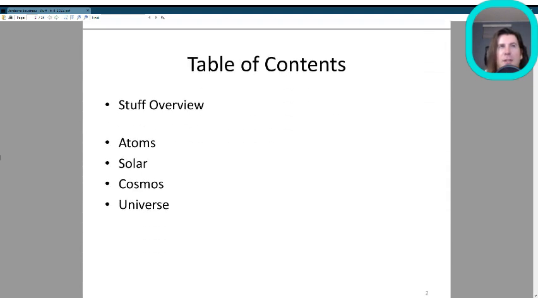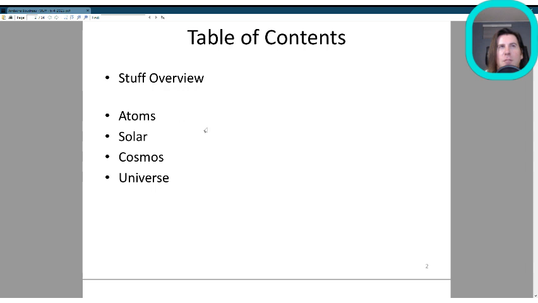What we're talking about tonight is we're going to talk about stuff. We're going to talk about atom stuff. We're going to talk about the solar system. We're going to talk about the cosmos. We're going to talk about the universe. And then we're going to talk more about stuff, because stuff is stuff.